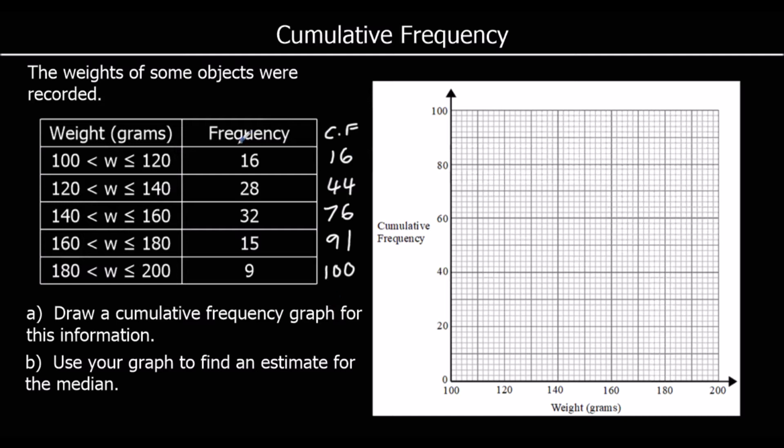I'm going to plot 16 against 120. So it's always the top point. So cumulative frequency against the top point. So 120, 16. 140, 44. So there are 44 objects with a weight of 140 or less. 160, 76. 180, 91. And 200, 100. And we join them up with a smooth curve.